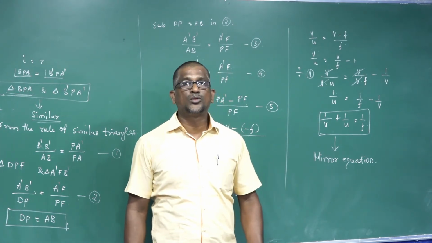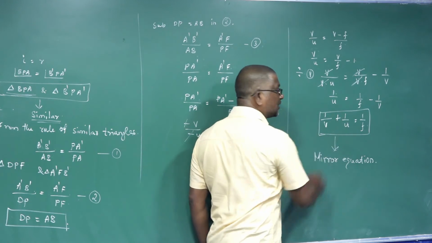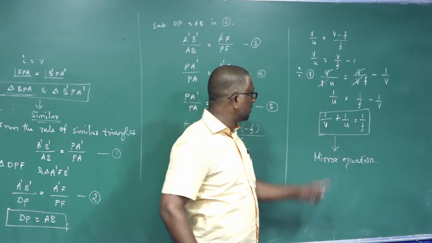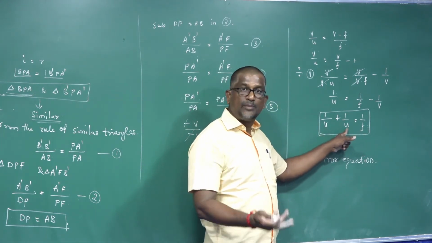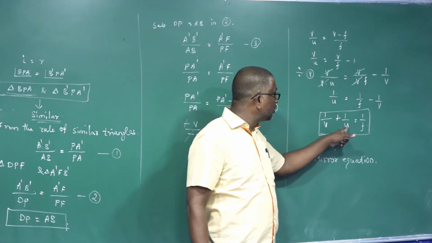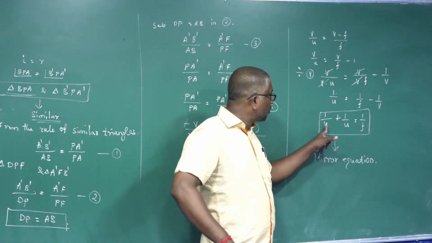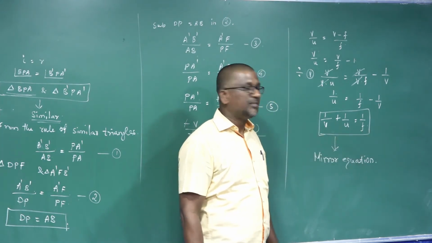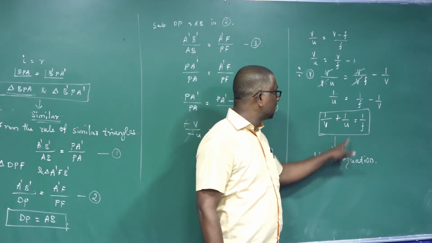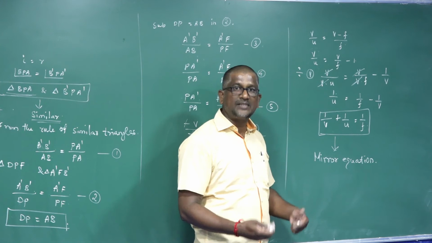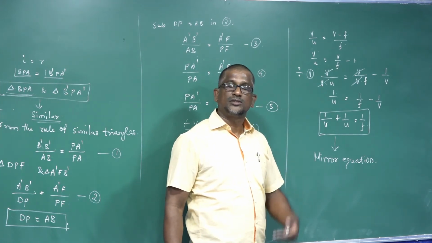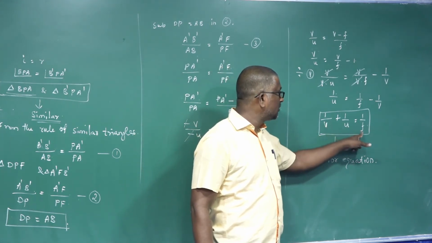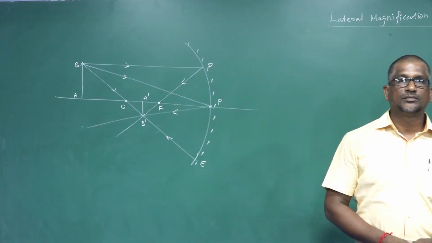What is the use of the mirror equation? If you know any two values in this equation, the other value can be calculated. If you know the V value and F value, the U value can be calculated. If you know the F value and U value, the V value can be calculated. If you know the V value and U value, from these two values we can calculate the focal length of a given spherical mirror. So the use of the mirror equation is to determine the unknown value. The unknown value may be image distance, object distance or focal length.